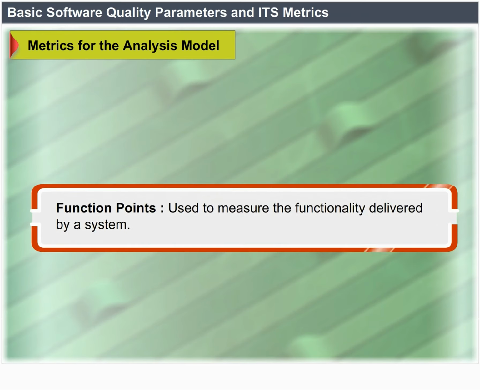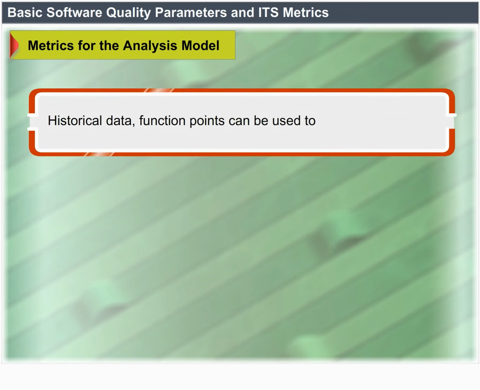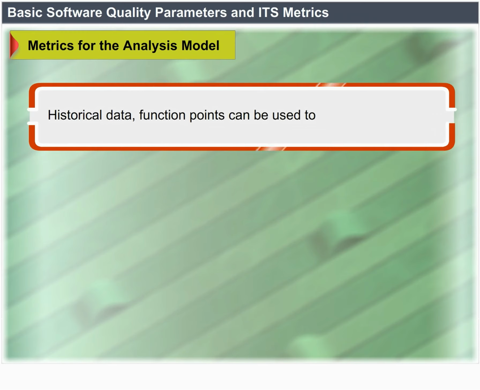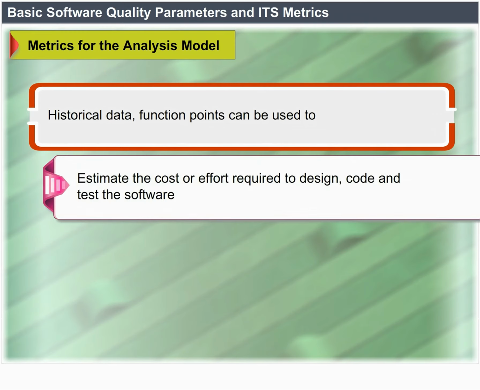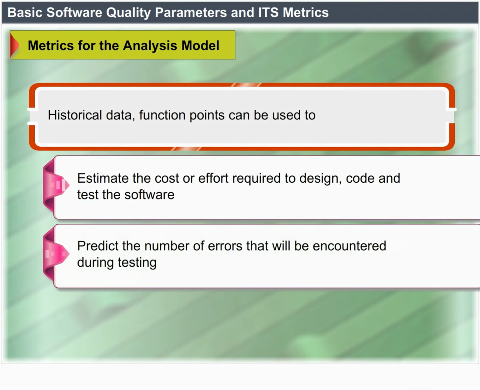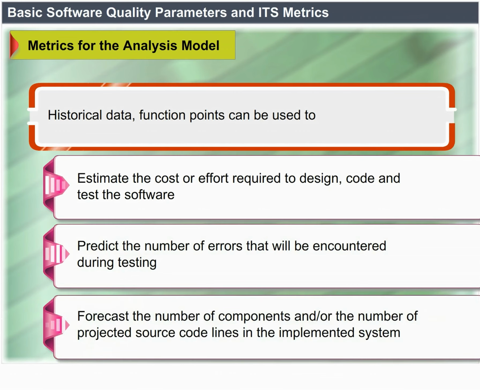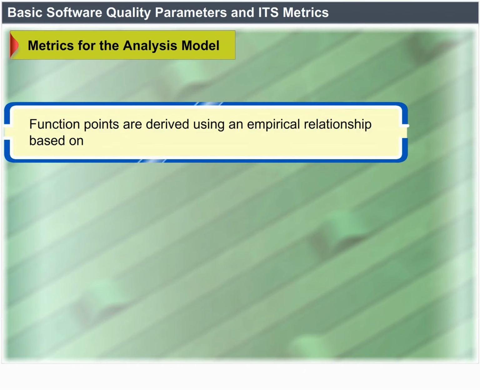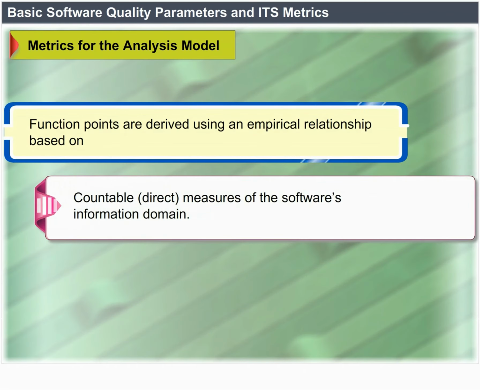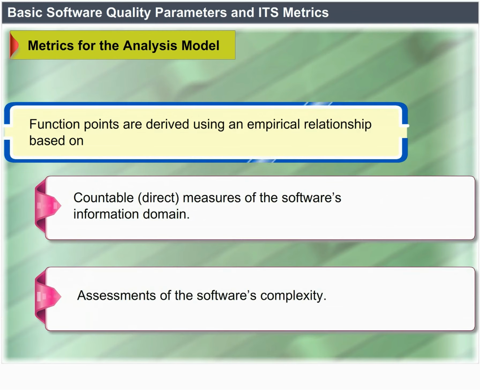Function points are used for measuring the functionality delivered by a system. Using historical data, function points can be used to estimate the cost or effort required to design, code, and test the software; predict the number of errors that will be encountered during testing; and forecast the number of components and/or the number of projected source code lines in the implemented system, derived using an empirical relationship based on countable, direct measures of the software's information domain and assessments of the software's complexity.